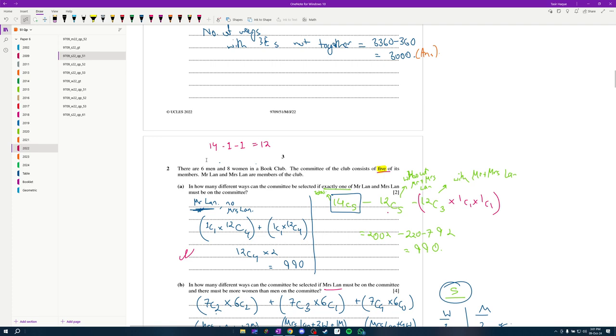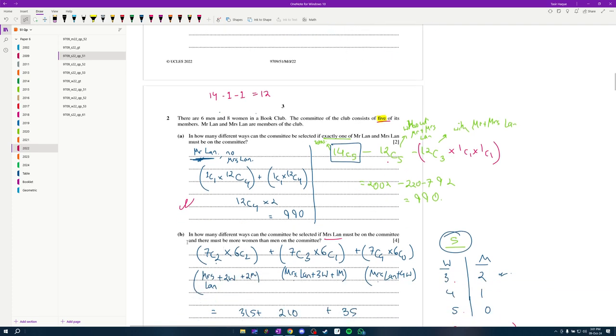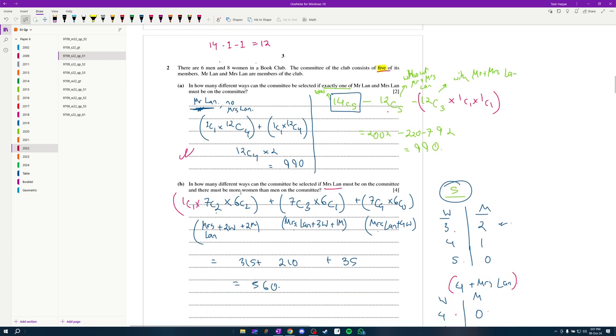So, from the women, which is 7, I'm taking from 7 women because I have already taken Mrs. Lan. From the 7, I'm picking 2 women. And from the 6 men, I'm taking 2 men. Here, we don't talk about Mr. Lan because that was the condition in part A, not the condition in part B. So, it doesn't really matter here. Then we take 3 women from the remaining 7 and 1 man, and then 4 women from the remaining 7 and 0 men. Okay, so if you add all of these up, you are going to get your answer 560. A bit complicated.